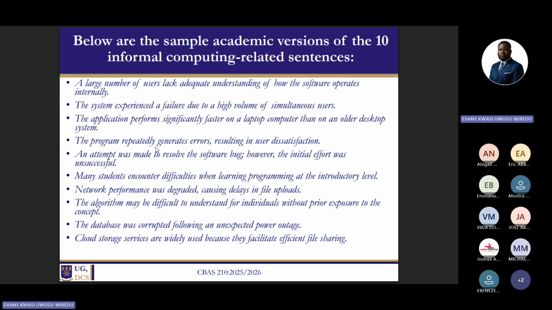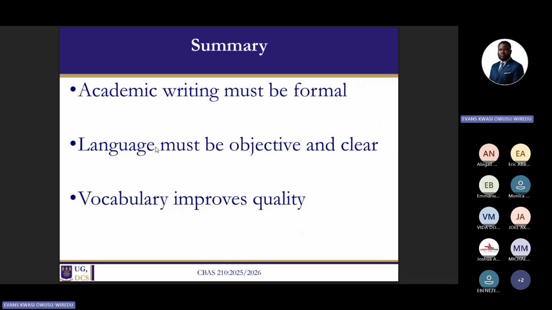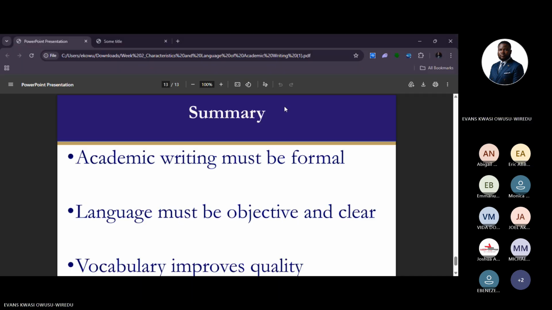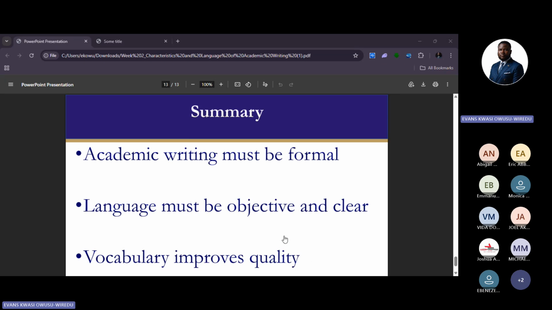Okay, very interesting. So let's move on to writing. Academic writing, basically in a nutshell, what we talked about is that academic writing must be formal, language must be objective and clear, and vocabulary improves quality, right? Vocabulary improves quality.